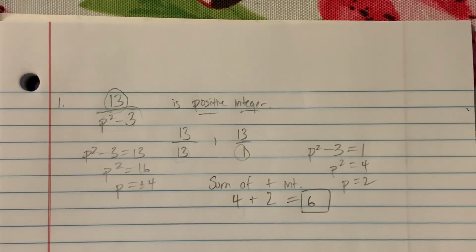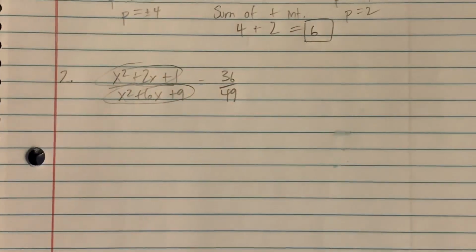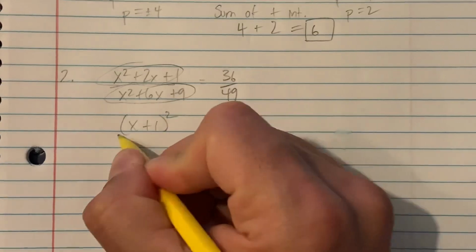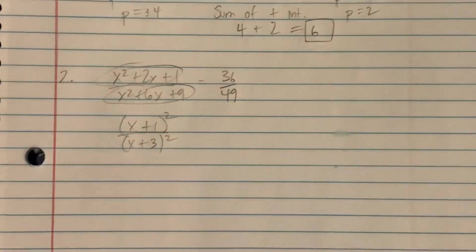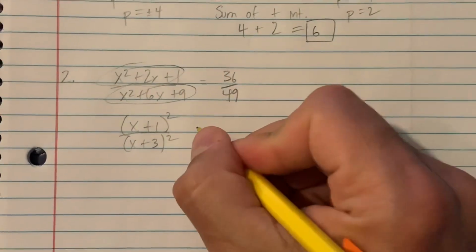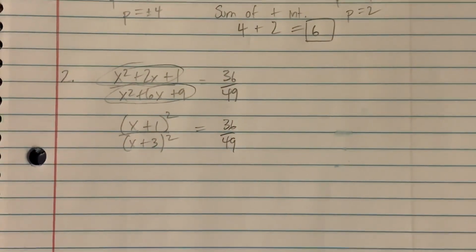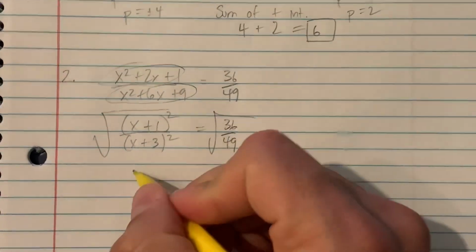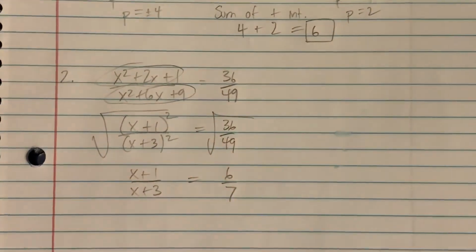So the sum of the positive integers is going to be 4 plus 2, so my final answer there is going to be 6. For the second challenge problem, we have an equation that looks something like this. Now, notice the top and the bottom are perfect square trinomials. If I were to factor that as x plus 1 times x plus 1, we can call that x plus 1 quantity squared. The bottom one is x plus 3 times x plus 3, so we can call that x plus 3 squared. And look at these numbers over here, 36 and 49, also both perfect squares. So if I'm going to solve for x, I can take the square root of everything, and I can be left with x plus 1 over x plus 3 equals 6/7.